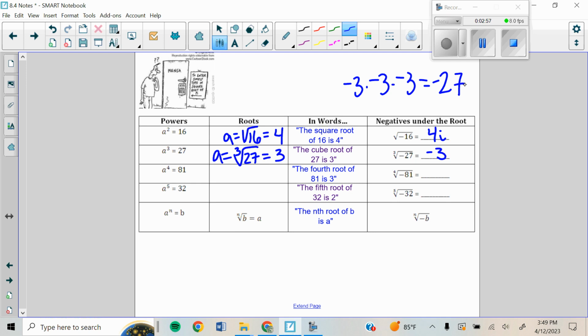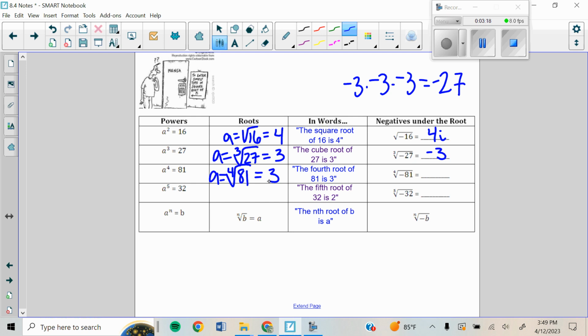All right, so a to the 4th is 81, we're going to take the 4th root of 81. Now, for the 4th root, you're going to go math, and then if you look below, I think it's number 5, you're going to see a square root symbol, but it's going to have an x. So that's where you can type a 4 in. And we find that to be 3.